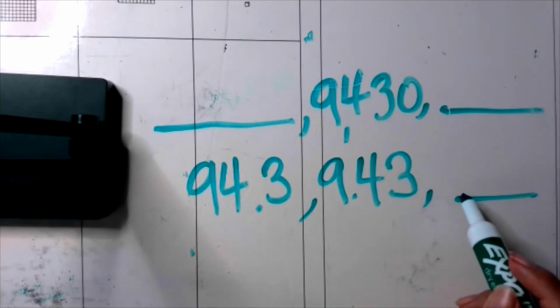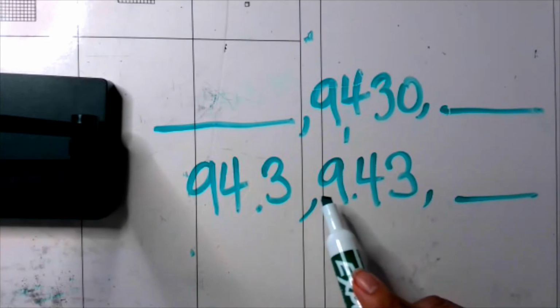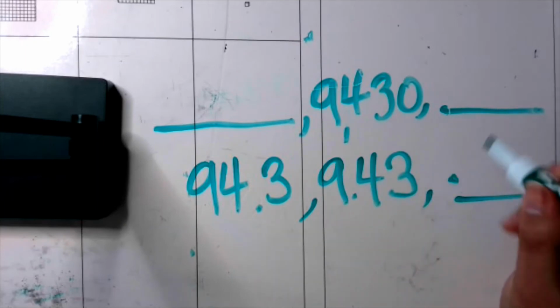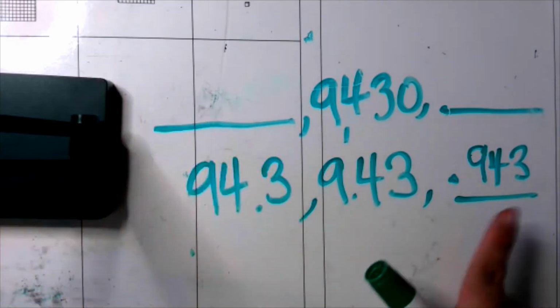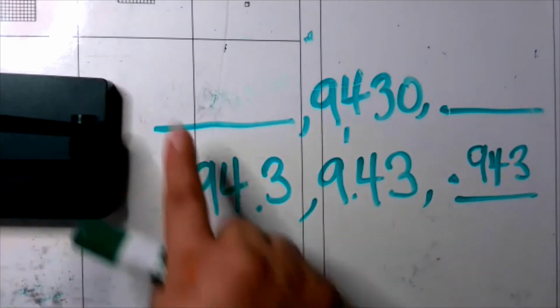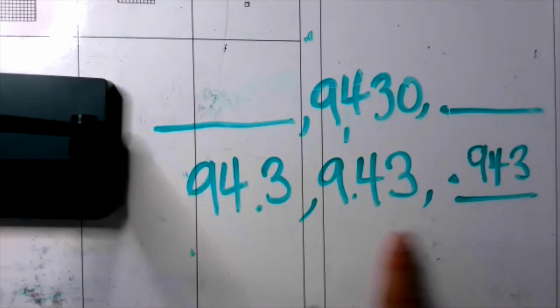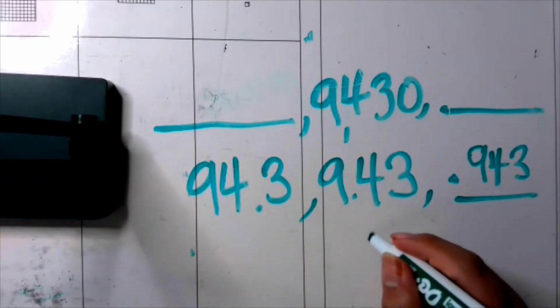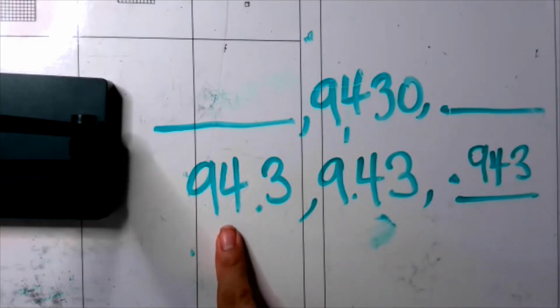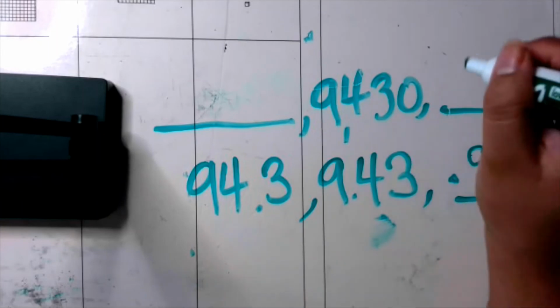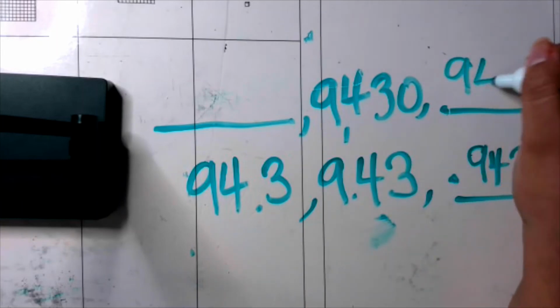So I can easily fill this out. I know that the 9 is going to shift over to the right, so that my number is going to be 943 thousandths. All right, so now we can work backwards, right? Even though if we go this way, we're dividing, if we go this way, we are multiplying. So I know that 94.3 times 10 is going to be 943.